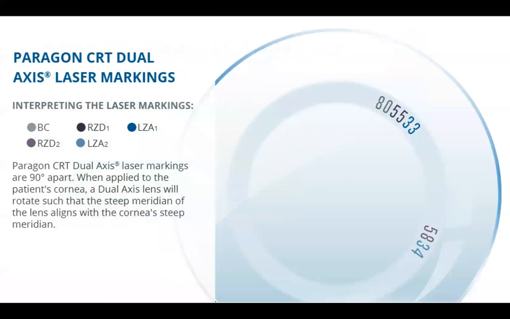So this is also a schematic of a CRT dual axis lens with laser markings etched inside the RZD. You can see as before, it's similar to the spherical lenses where it has the first 6 digits representing the base curve, the RZD1 and the LZA1. However, with a dual axis lens, there will be 2 sets of laser markings. The second block represents the RZD2 and the LZA2. Once again, don't worry, we'll discuss more about these parameters later on in this lecture.